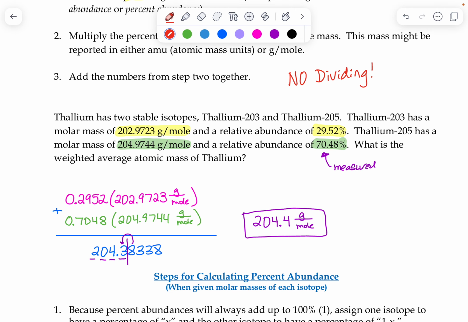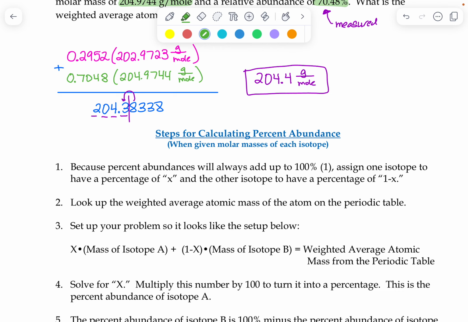Well, your percentages always add up to 100. But because we've been taking our percentages and switching them into decimals, when we add up our decimals, they'll always add up to 1. So if we assign one isotope X, the other isotope would be 1 minus that. So for example, if one isotope is 25%, 0.25, the other isotope is 1 minus 0.25 or 0.75.